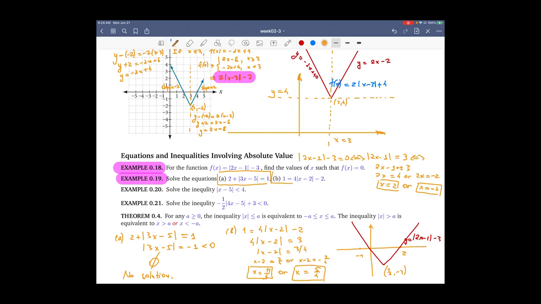All right, that finishes example 19. Now, a couple of examples with inequalities involving absolute value. Say in example 20, we have the inequality absolute value of x minus 5 is less than 4.